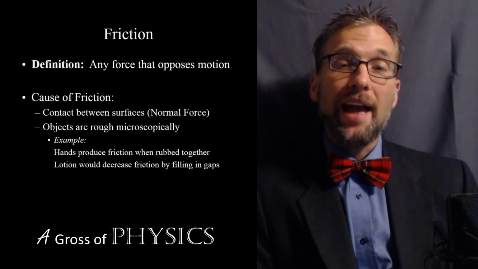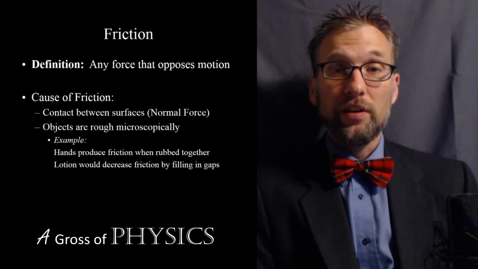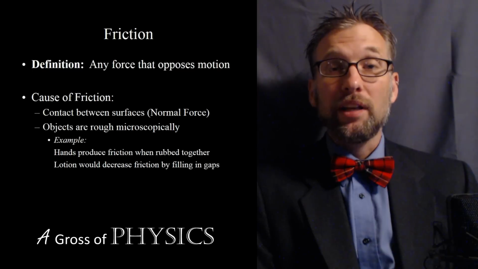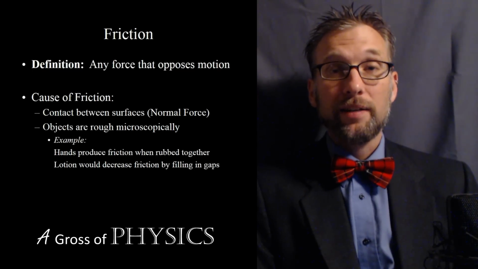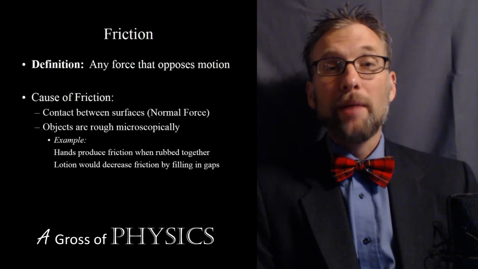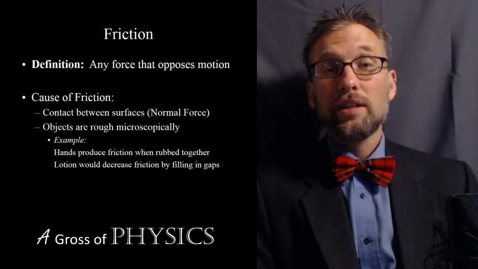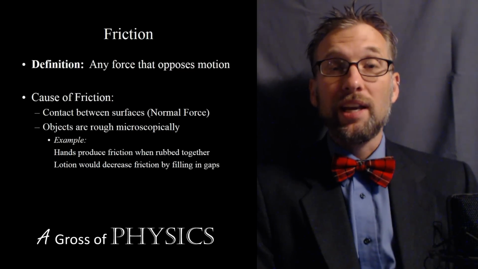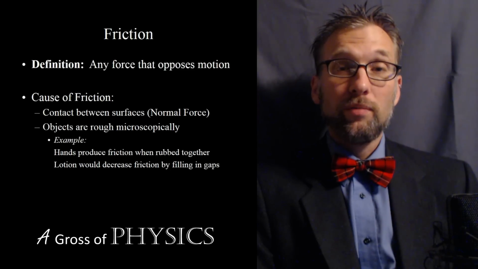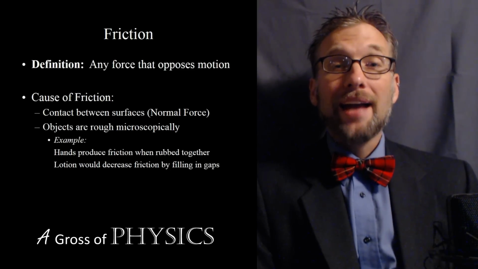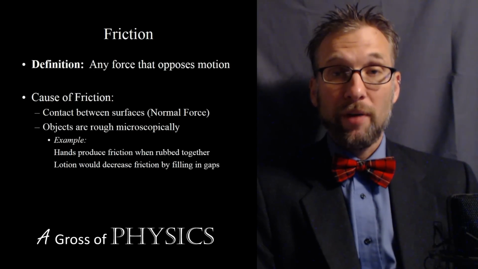So what we effectively have is a situation where two surfaces are rubbing against each other, and microscopically they're rubbing against each other at different points of contact. Now, any object microscopically has bumps and grooves on it. So if we were to look at something under a microscope, we would see that even an object that appears smooth is actually extremely bumpy. And as it moves across another surface, that surface is also going to be bumpy.